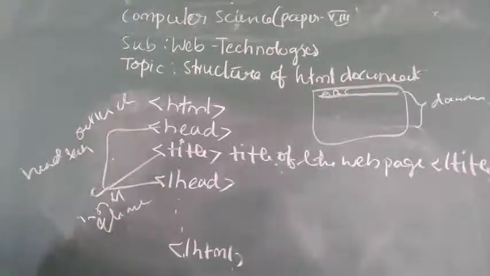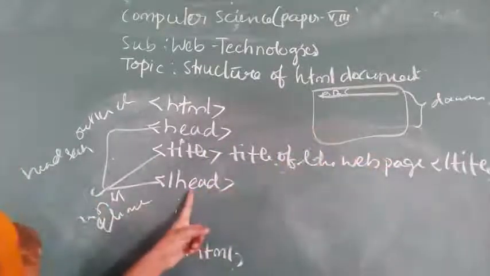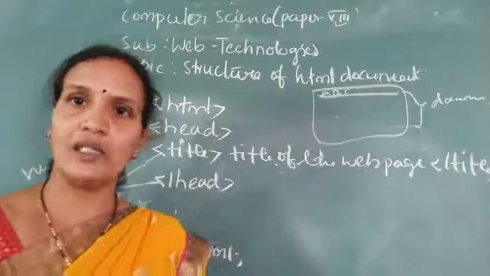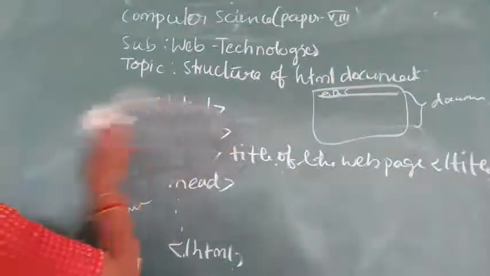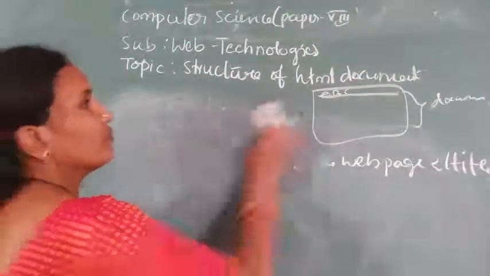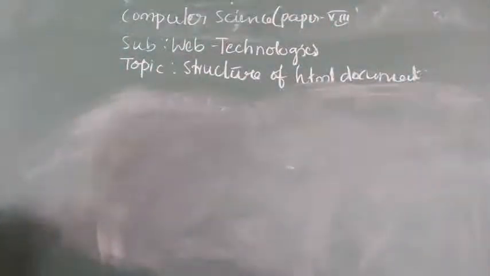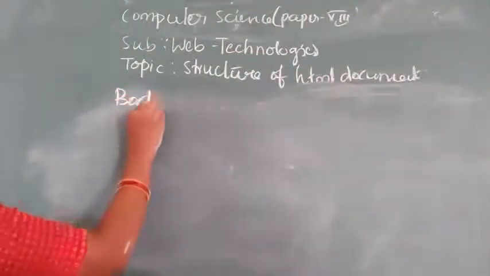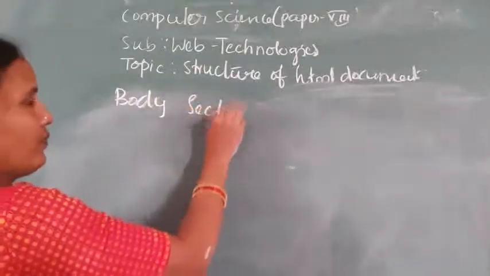And immediately after closing the title, you should close the head section. After closing the head section only, you are supposed to start the next section. So the next section is the body section. What is the first section? Head section. The second one is the body section.